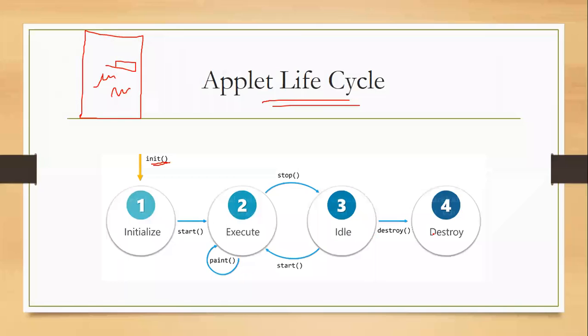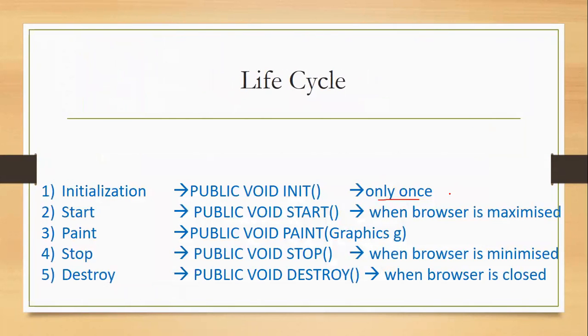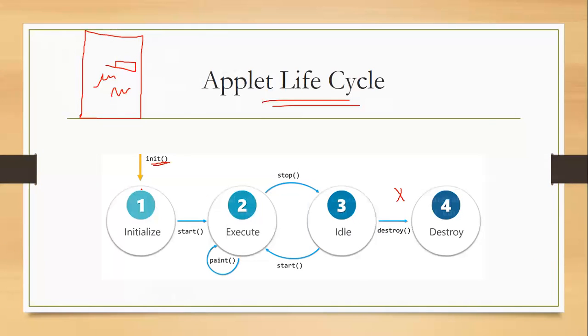Then at the end, to destroy, or to kill your applet, you have the destroy method. Once the destroy happens, by default, when you click that exit button, when the browser is closed, it is actually the destroy method which happens. So I'll quickly go once again. Init is called only once, and you do all the initialization work over there. Once your browser is maximized, you have the start, and then you have the paint to have all your displays and everything.